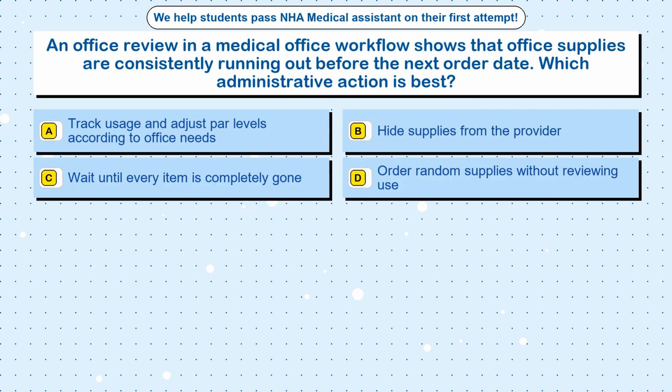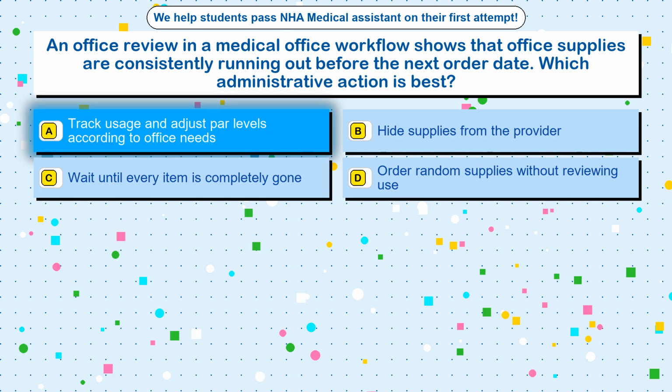Question 83. An office review in a medical office workflow shows that office supplies are consistently running out before the next order date. Which administrative action is best? Option A, track usage and adjust par levels according to office needs. Option B, hide supplies from the provider. Option C, wait until every item is completely gone. Option D, order random supplies without reviewing use. The correct answer is option A, track usage and adjust par levels according to office needs.